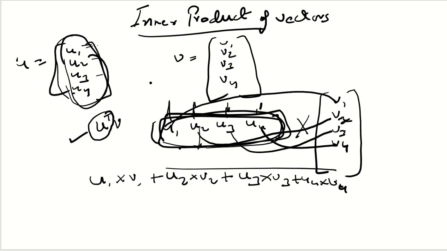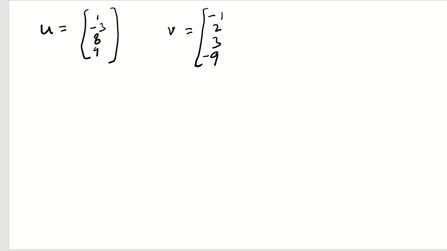I'll also take some arbitrary numbers and show you the calculation with the numbers as well. So let's assume we have numbers like 1, let's say -3, 8 and 4. That's the first vector we have. And then we have another vector. Let's say we have v vector, which is -1, 2, 3 and -9.